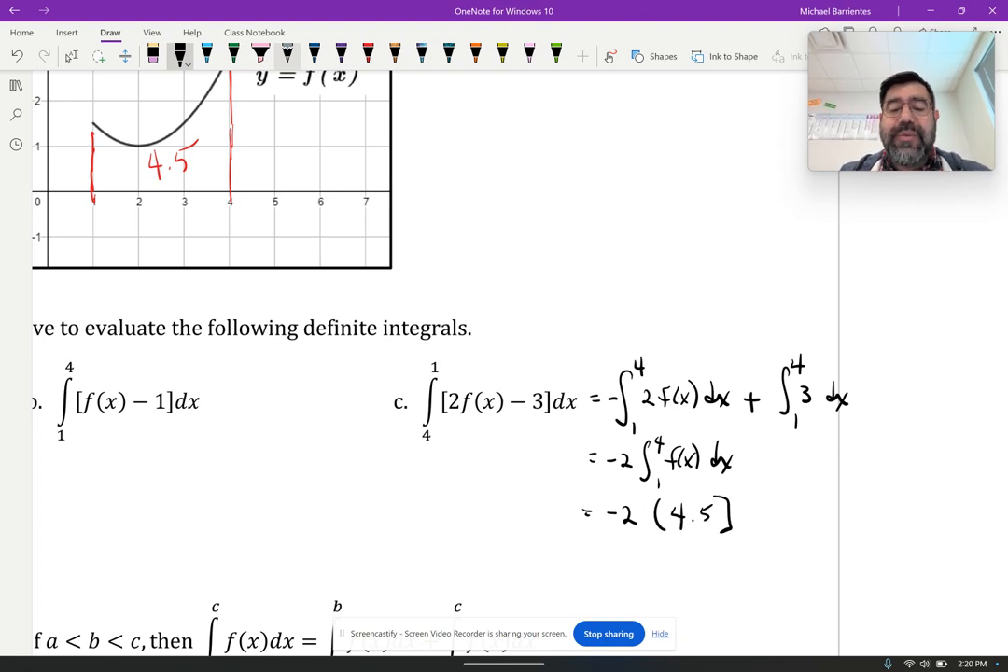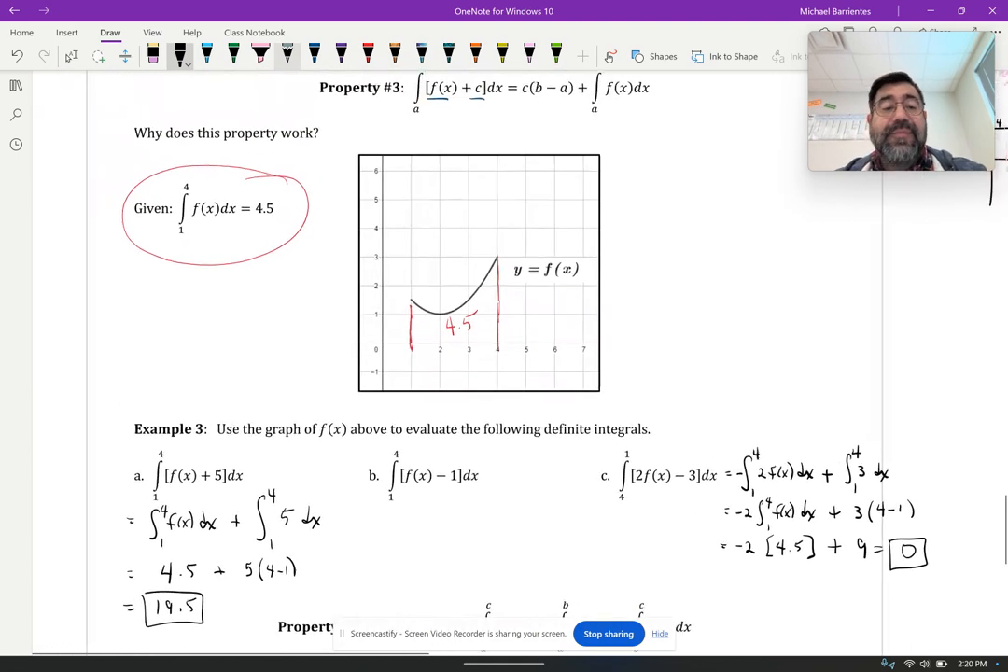Let me put this in brackets instead of parentheses. Doesn't matter. Plus the integral from 1 to 4 of 3 dx. Well, that's a rectangle whose height is 3 and whose base is 4 minus 1. And together, that would give me 9. And then this is negative 9, because if you multiply negative 2 times 4.5, oh, so then this is just going to equal 0.